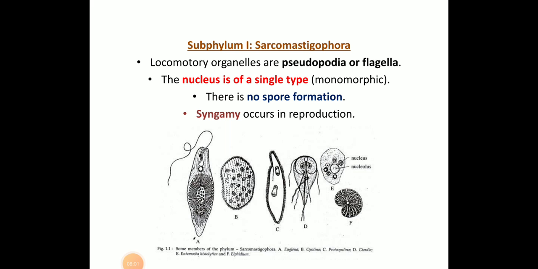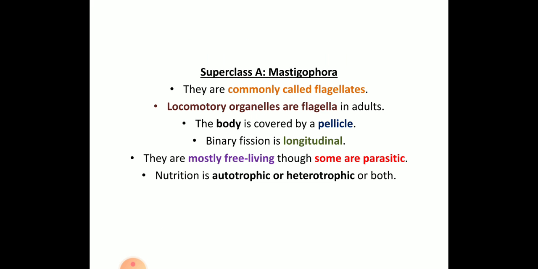So usually in syngamous condition what happens? The union of nuclei of 2 gametes, they produce the zygote nucleus. So that leads to fertilization. So that is called as syngamy. So under the Sarcomastigophora, the first superclass is Mastigophora.